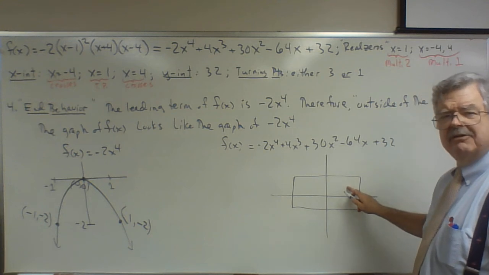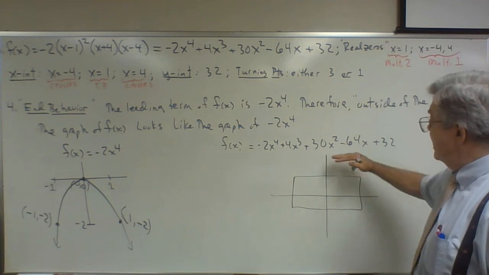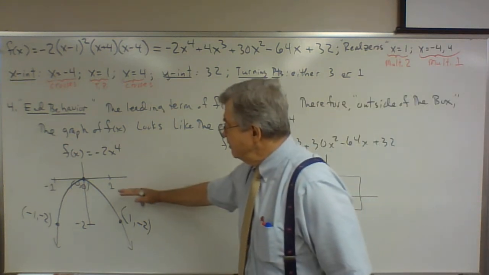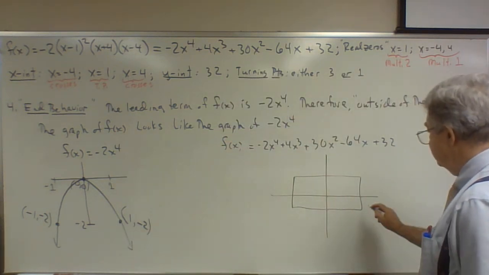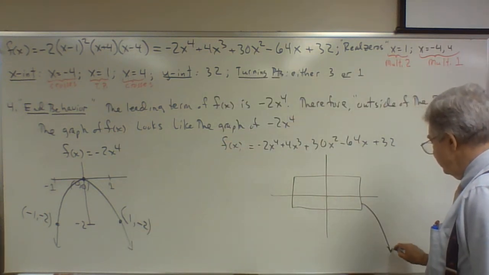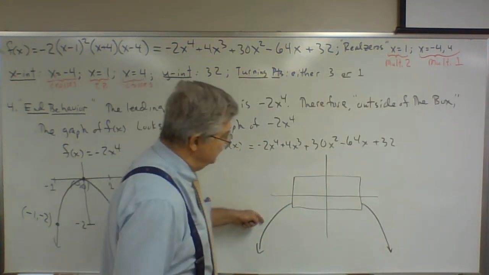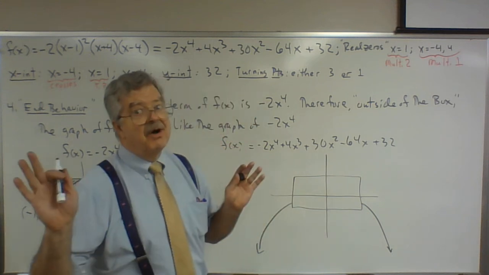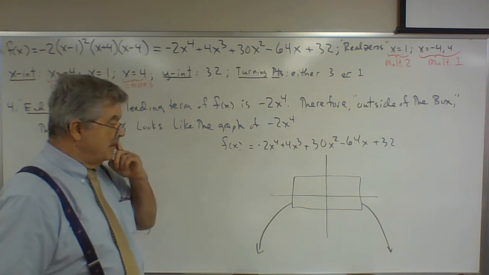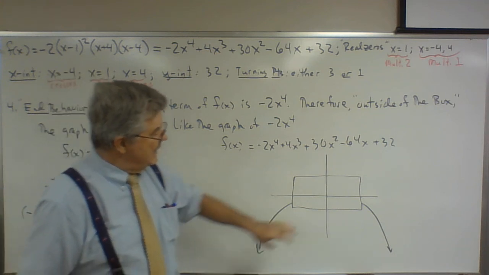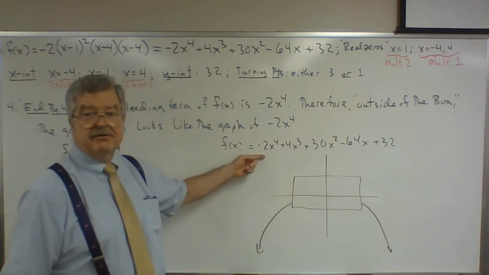outside of this box that contains the intercepts and the turning points, the graph of this function looks like the graph of negative 2x to the fourth. So outside of the box, our graph is going to do this. And we call this the end behavior, or our author calls it the end behavior of our function. So the end behavior outside of our box, this is what the graph of our function is going to look like.